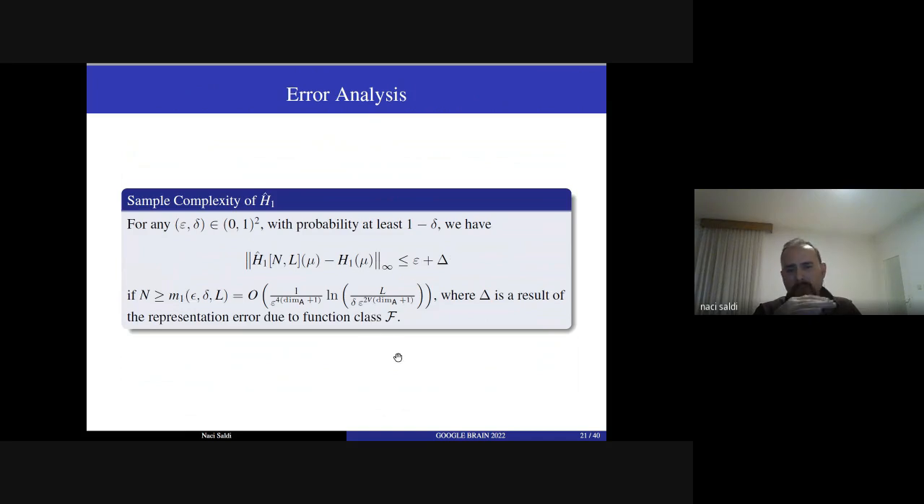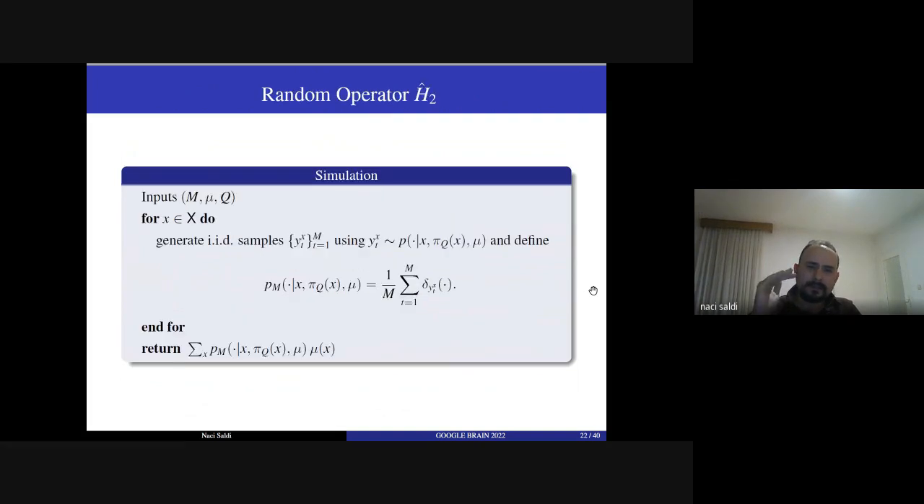In general, we don't know if our Q function lives in this function class, but we'll believe that it is large enough so that we can approximate our Q functions very well using the functions from this function class. So in general, we can take this representation error delta very small. Okay, so this is the error analysis.